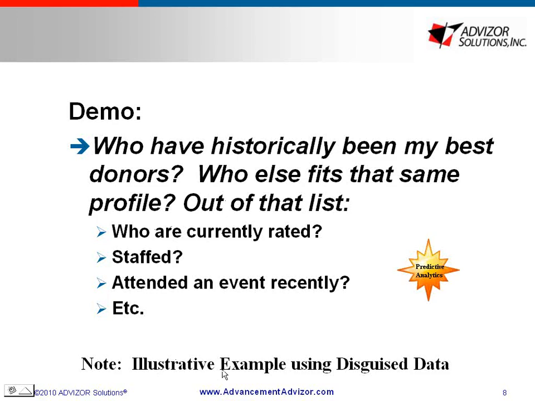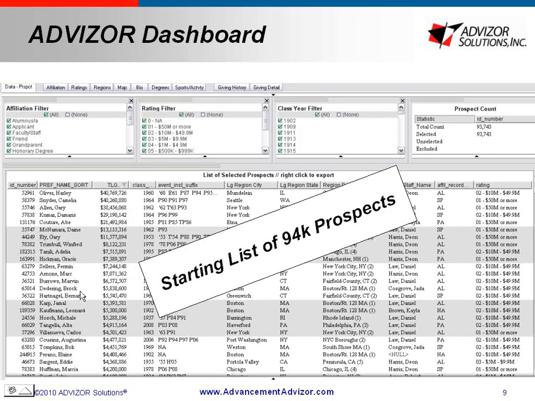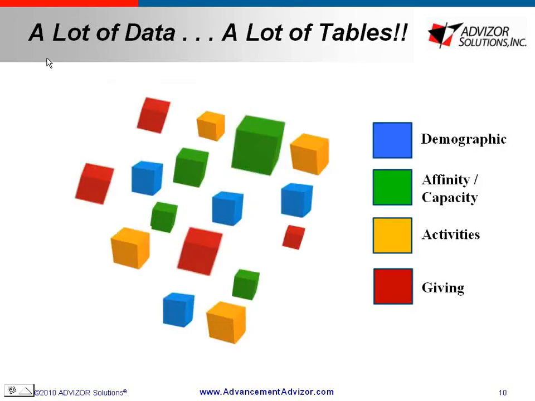So the concept is advisor puts data in a dashboard, and this is an example of a roughly 10-page dashboard. The first page is a list of all the prospects. There's 94,000 of them. There's some filters, and there's accounts showing what you're looking at. The thing you have in a lot of these areas is there's a lot of data and a lot of tables. And in this case, there's demographic data, there's affinity capacity data represented by some of these cubes. There may be activities people participated in, there may be giving data, and it may be in different forms and sources.